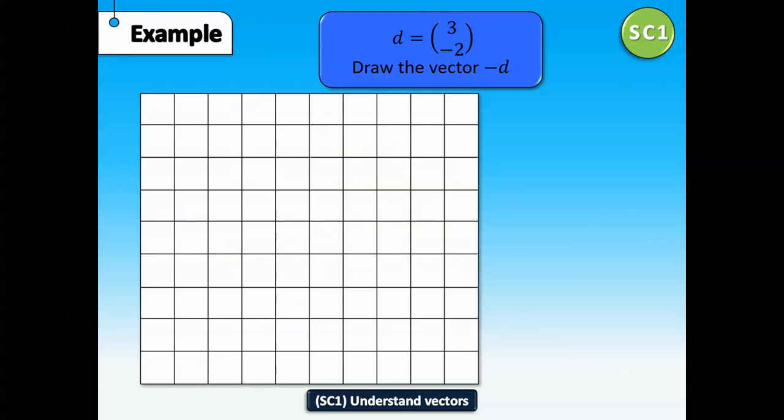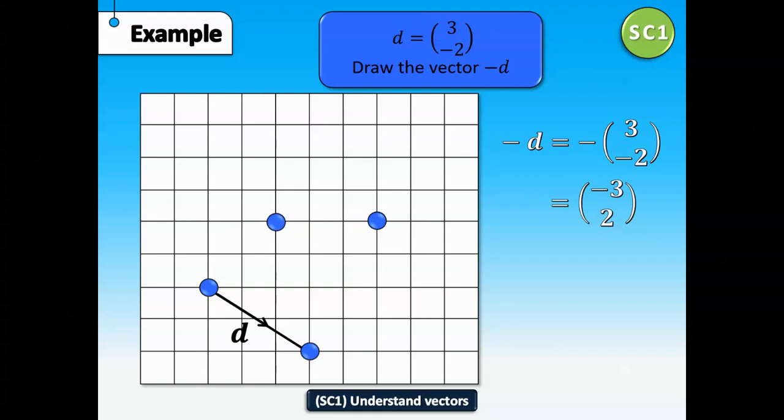This time we want to draw the vector minus d. So if we start by drawing vector d, so that's 3 to the right and 2 down. So there's vector d. So vector minus d will be minus 3, 2. So that's 3 to the left and 2 up. So that's vector minus d.